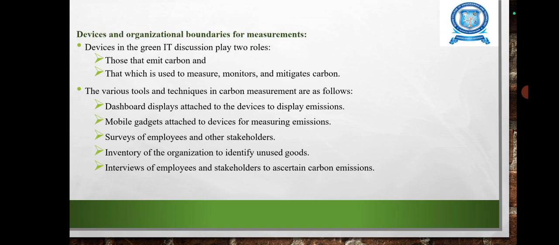Dashboard displays attached to the devices to display emissions. Mobile gadgets attached to devices for measuring emissions. Surveys for employees and other stakeholders. Inventory of the organization to identify unused goods. Interviews of employees and stakeholders to ascertain carbon emissions.